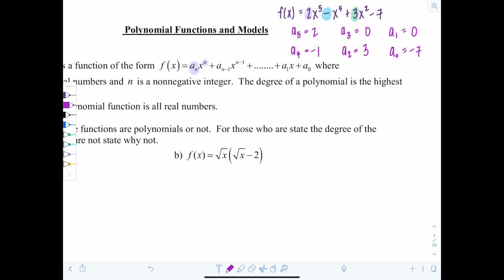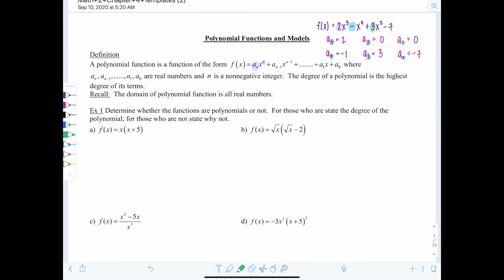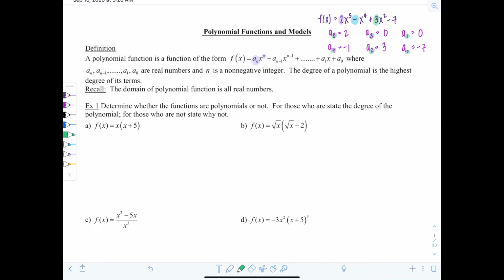And then notice it's just a way of referring to the coefficient. So the subscript here matches the exponent on all of the variables. And the degree of the polynomial is the highest degree of its terms. So in this case, this polynomial would be degree 5, because that's the highest degree of the terms that are present. Also remember the domain of a polynomial function is all real numbers. You don't have any restrictions, you can plug in any real number.